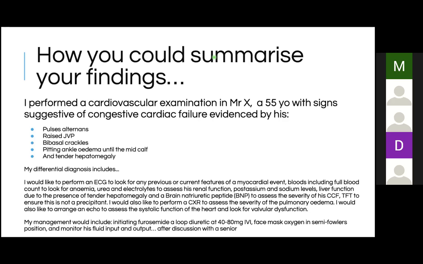urea and electrolytes to assess renal function, potassium and sodium levels, liver function due to the presence of tender hepatomegaly in this patient, BNP to assess the severity of the CCF, and then a TFT, so thyroid function test, to ensure that hypo or hyperthyroidism is not a precipitant. And then I'd also like to perform a chest X-ray to assess the severity of the pulmonary edema, and arrange an echo to assess the systolic function of the heart and look for any valvular dysfunction. And then finally, you'll just end off with your management, even before the examiner asks, and I'm sure you'll do really well.